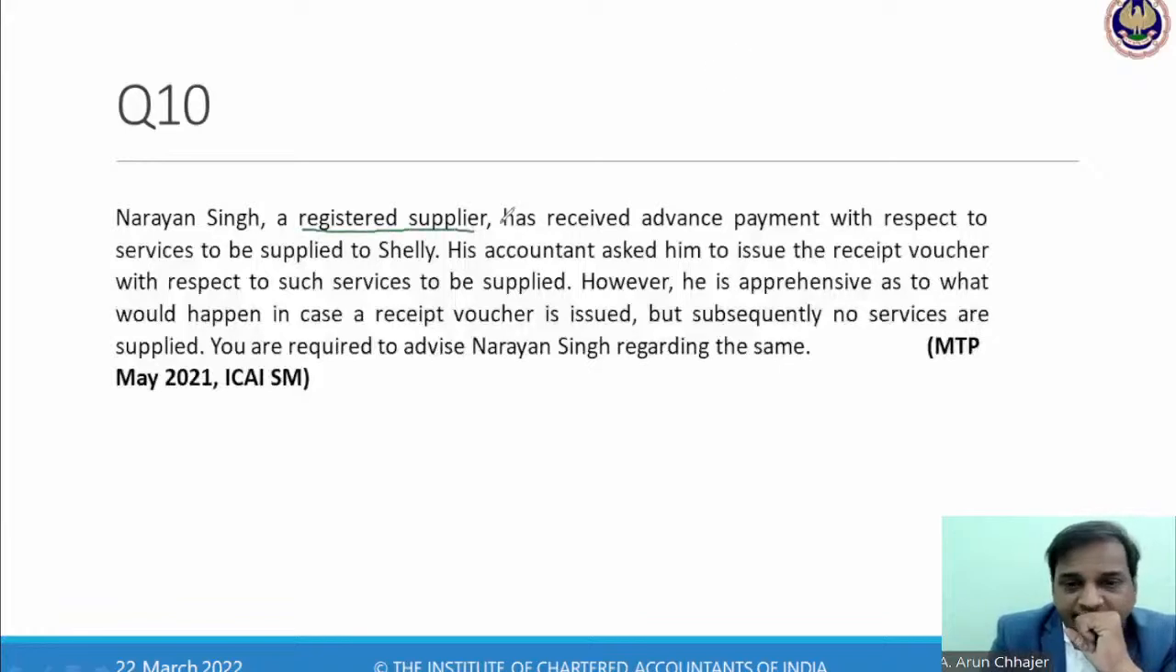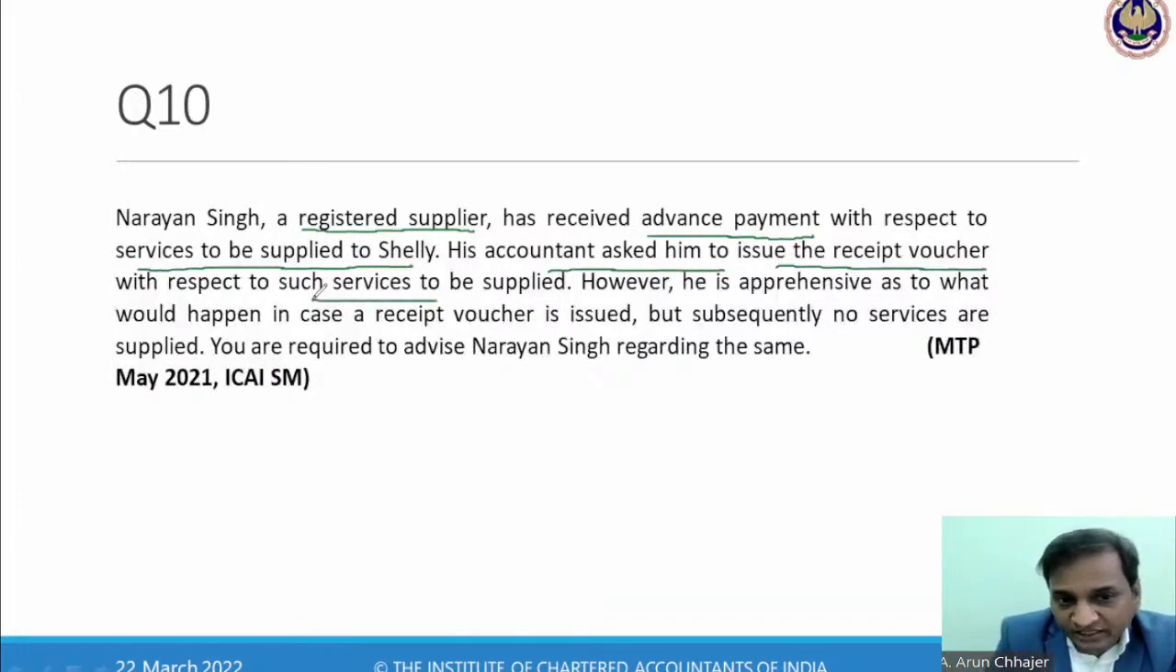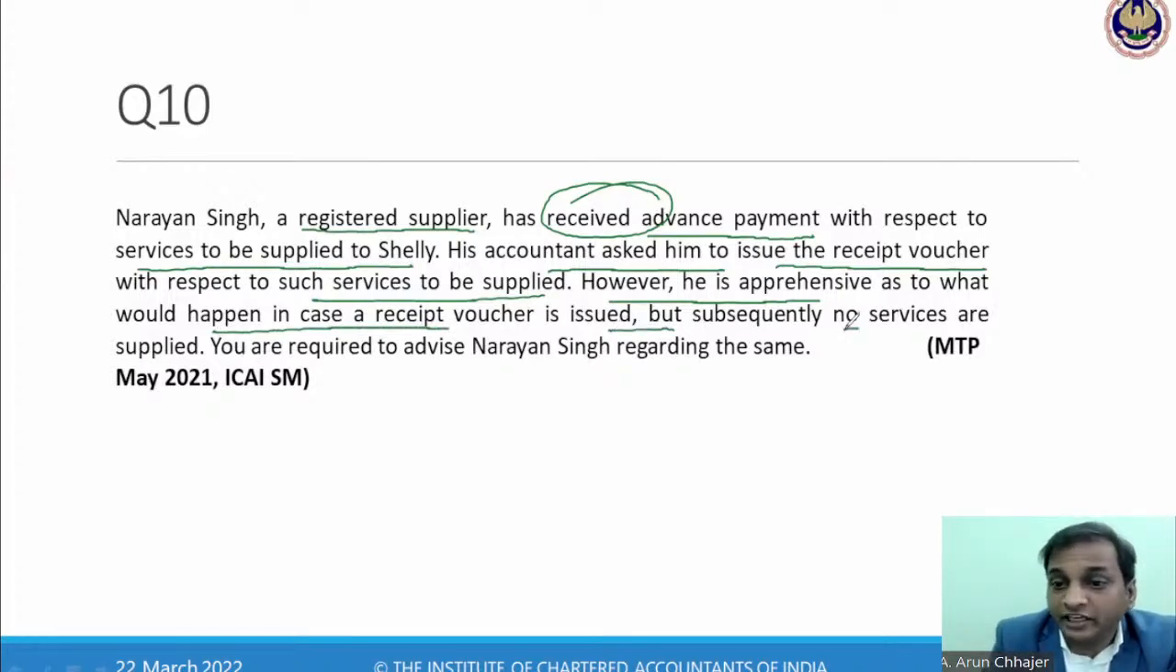Narayan Singh, a registered supplier, has received the advance payment with respect to the service to be supplied to Sally. His accountant asked him to issue the receipt voucher with respect to such service to be supplied. The accountant is saying: what would happen in case the receipt voucher is issued but subsequently no service is supplied? You are required to advise Narayan Singh regarding the same.